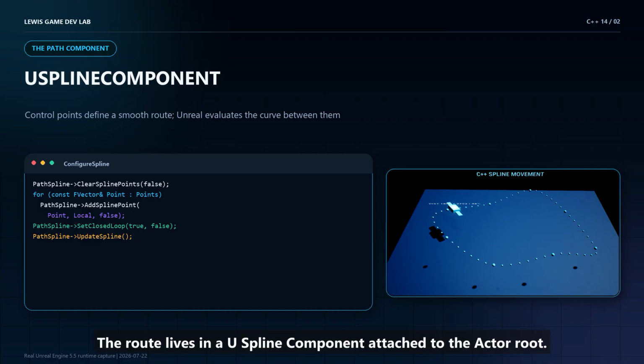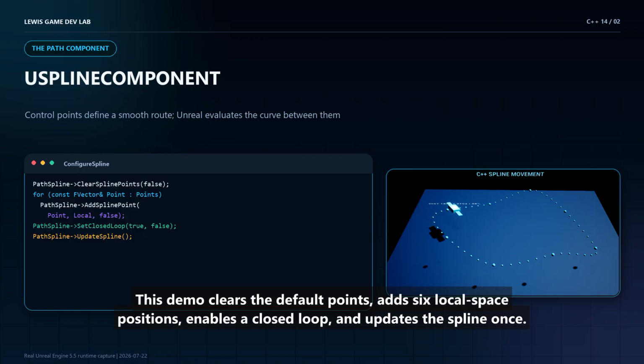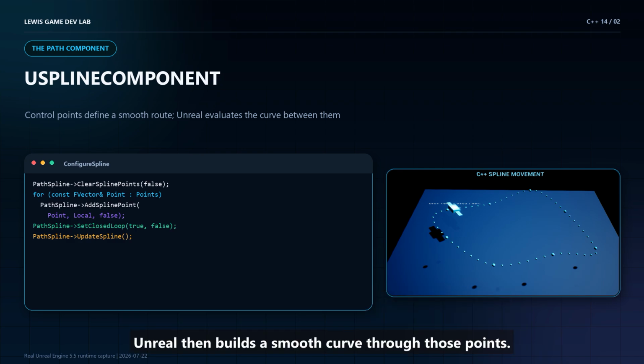The route lives in a spline component attached to the actor root. This demo clears the default points, adds 6 local space positions, enables a closed loop, and updates the spline once. Unreal then builds a smooth curve through those points.